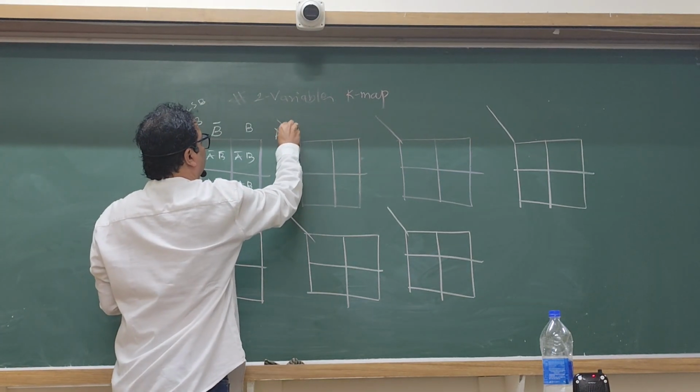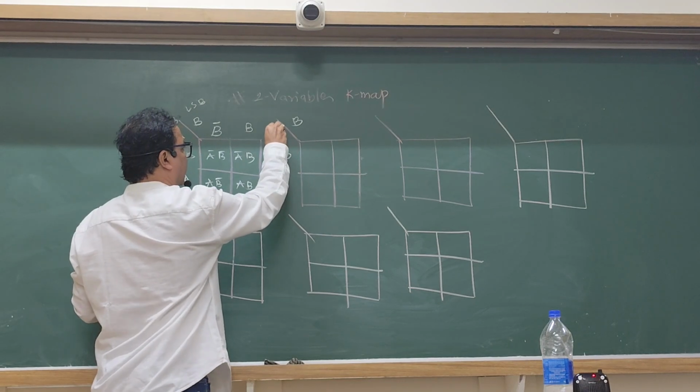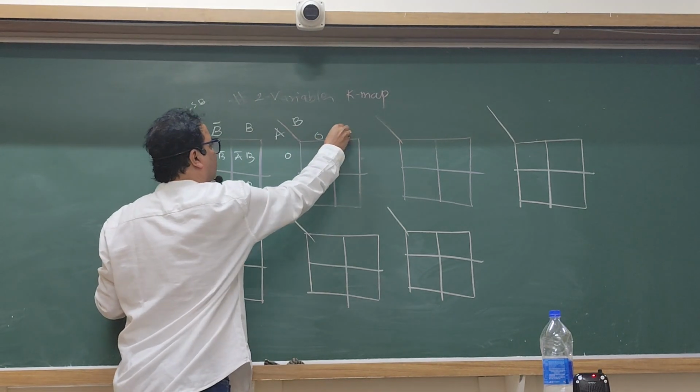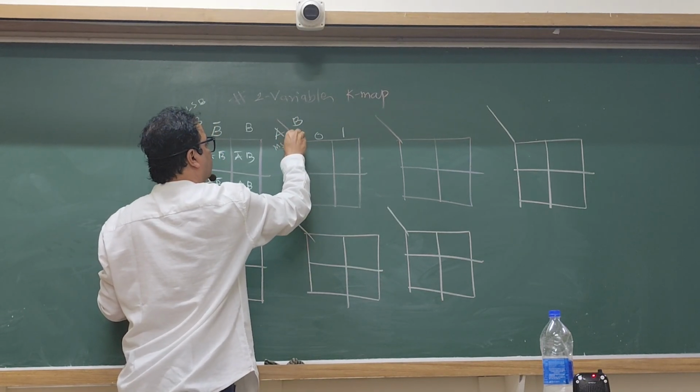I always prefer in terms of zeros and 1. So I always write 0 for A bar, 1 for A. 0 for B bar, 1 for B. Right? Remember again, this is MSB, this is LSB.